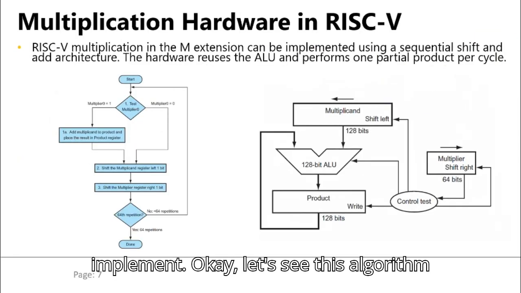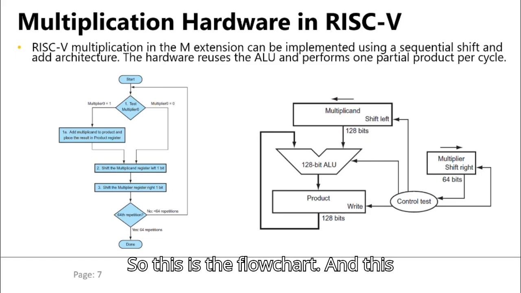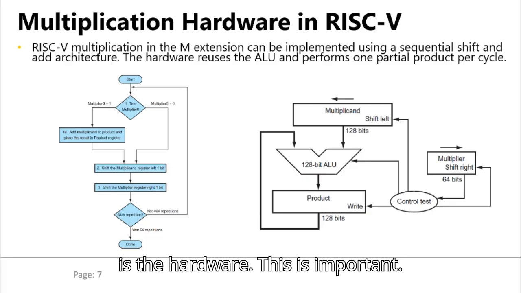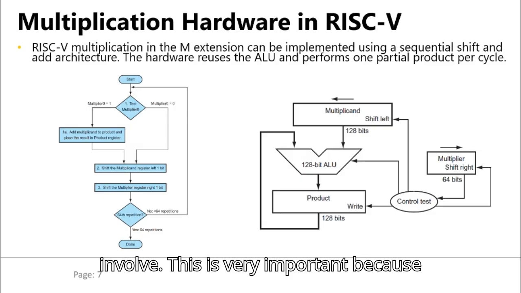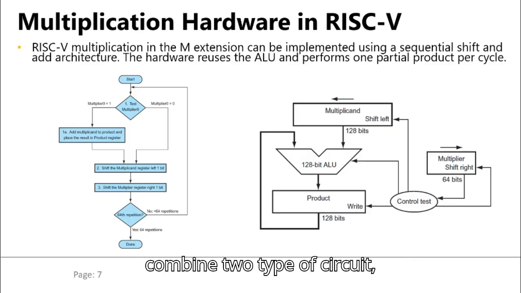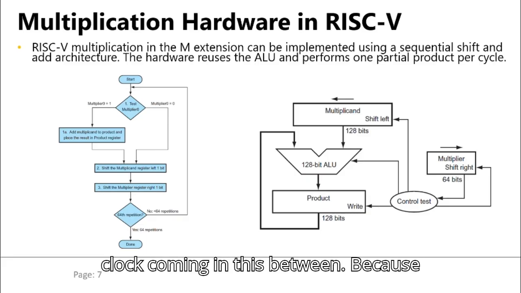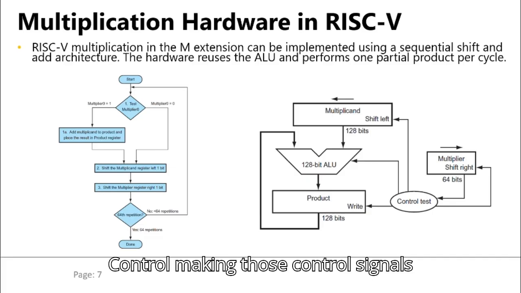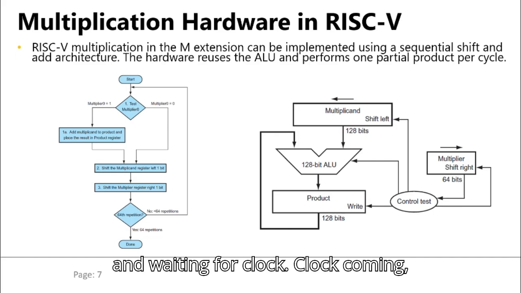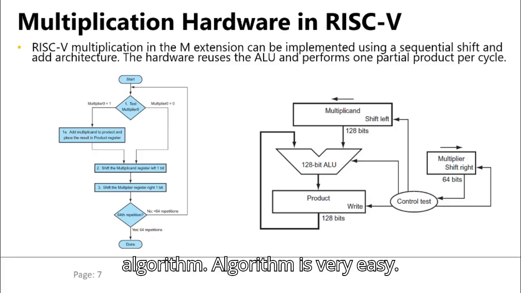Okay, let's see this algorithm here in this diagram. So this is the flowchart, and this is the hardware. This is important. We're going to see here how the clock is involved. This is very important because it's the start of seeing how you can combine two types of circuit, combinational and sequential, and how the clock comes in between. Because when you have a control making those control signals and waiting for the clock coming, the operation finishes.